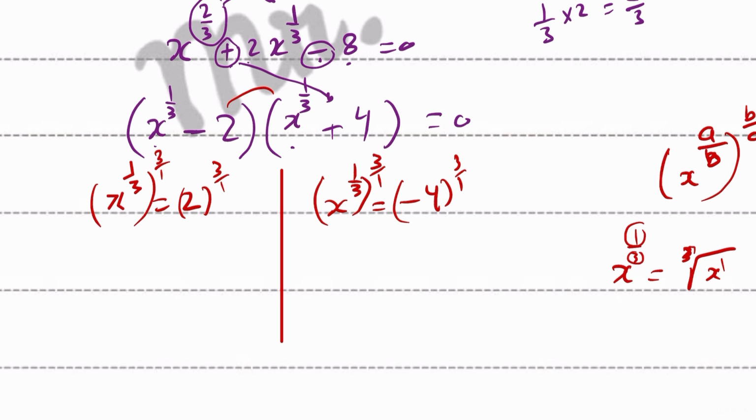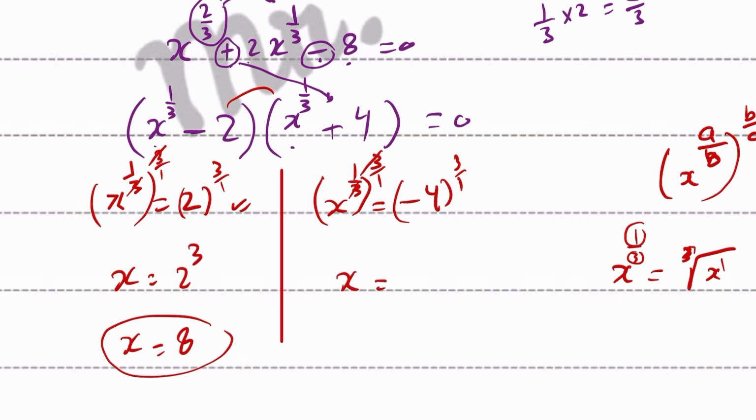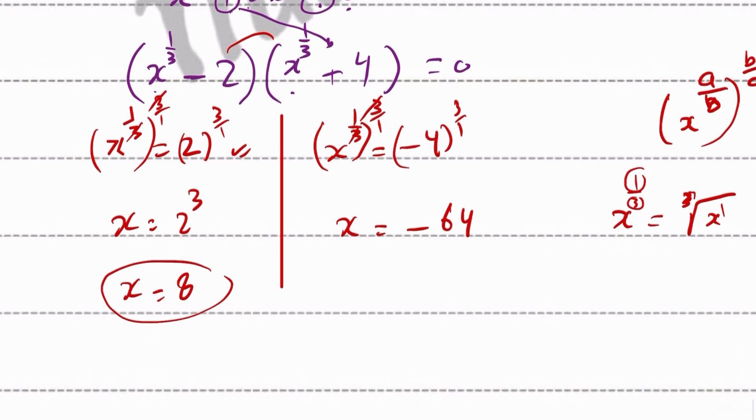After that, power both sides, so we come up with the same idea. So now cancel this with this, that means x equals 2 to the power 3, which equals 8, and this is the first solution. Cancel this with this, that means x equals negative 4 to the power 3, which equals negative 64, and this is the second solution.